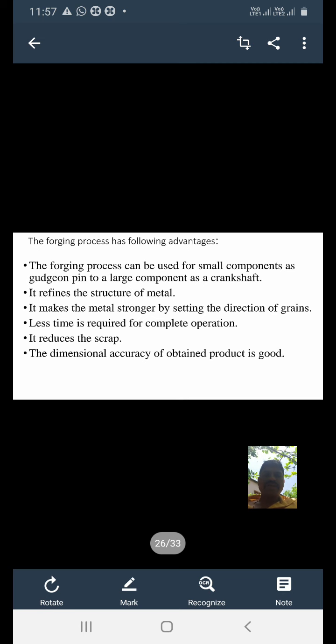Less time is required to complete the operation because of the cavity. It reduces the scrap. In other operations we get more scrap, but in the forging process you will get less scrap as compared to other methods. The dimensional accuracy is good, and you will get good dimensional accuracy and a good product because of the cavity.